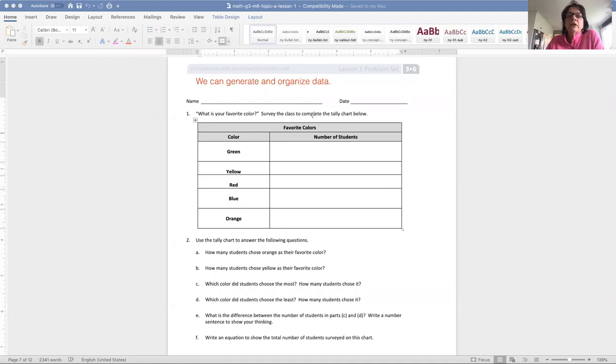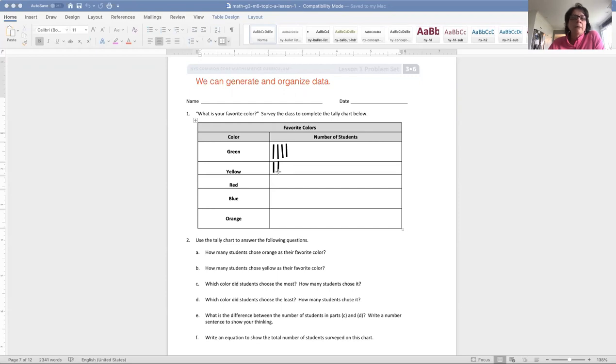It is a tally chart, which means we're going to record each vote as a tally mark. And so you can do that along with me. For green, we had 4 people vote for green. So each one of these tallies will be 1 vote. So there's 1 vote, 2 votes, 3 votes, 4 votes for green. All right. Yellow had 2 votes, so I'm going to put 2 tally marks there.